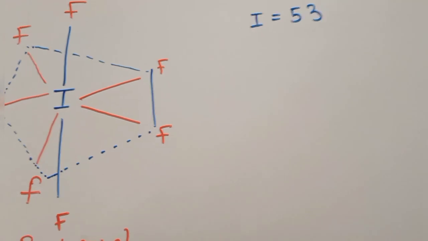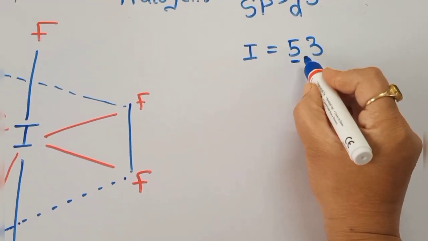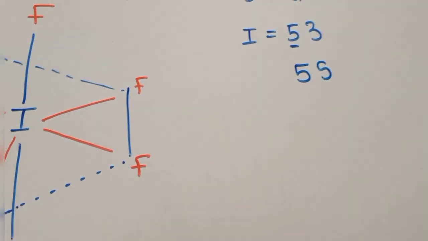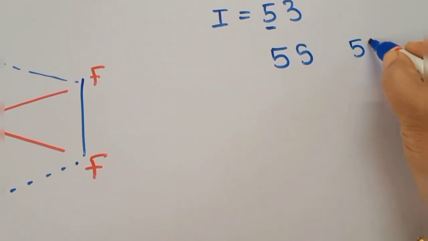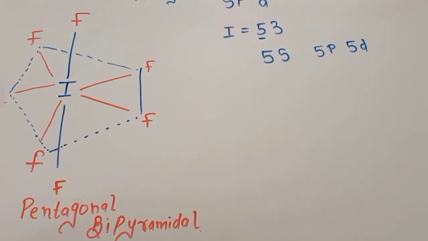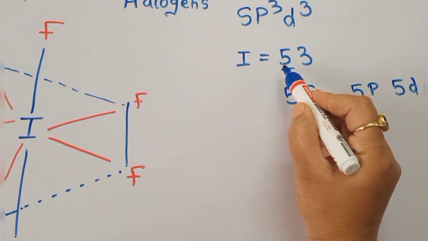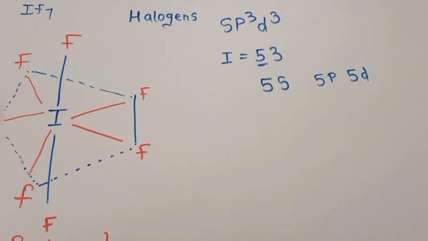Since it is period 5 now, you can directly start with 5s. This you can remember. For 5s, 5p and 5d, for this hybridization, the iodine atomic number is 53. As a trick, remember this 5 and directly start with 5s, 5p and 5d, because we don't have to count from the beginning.